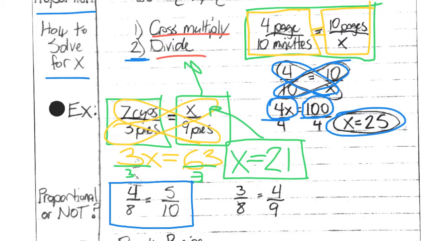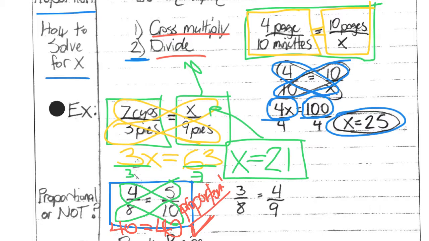We just have to multiply and see if we get the same numbers. So I'm going to cross multiply. I circle it like a butterfly there. 4 times 10 gets me 40. 8 times 5 also gets me 40. Since those 2 are the same number, that means that this is proportional. I got the same number when I cross multiplied. So that makes them proportional.